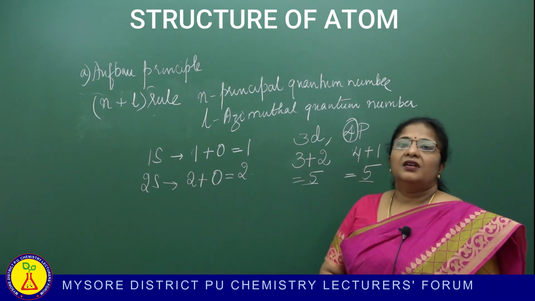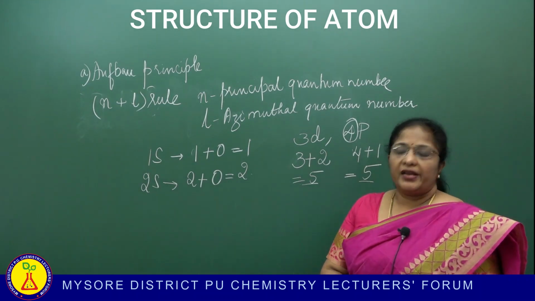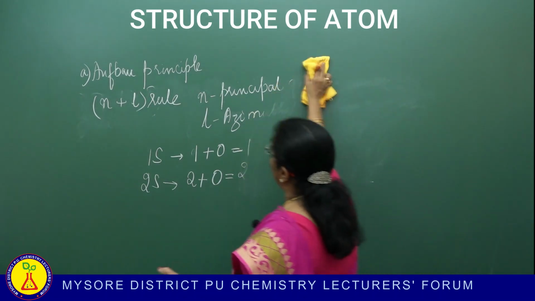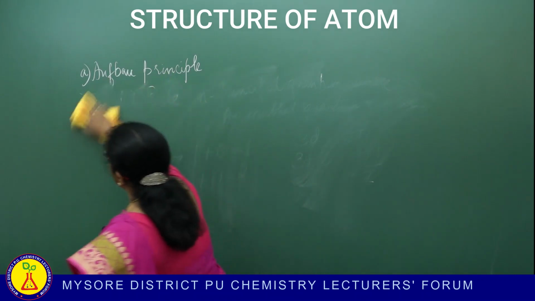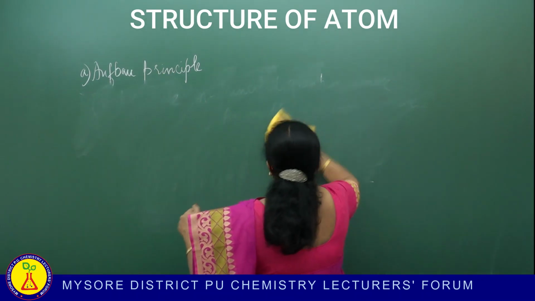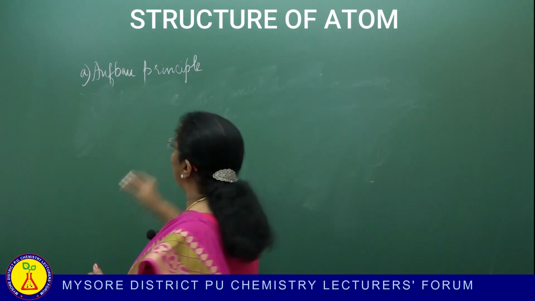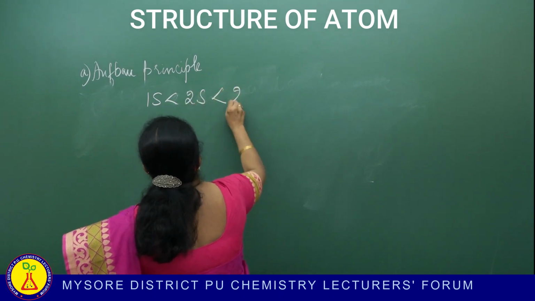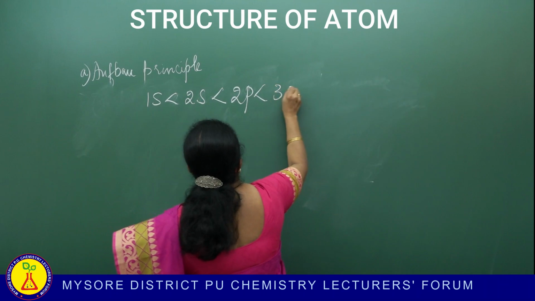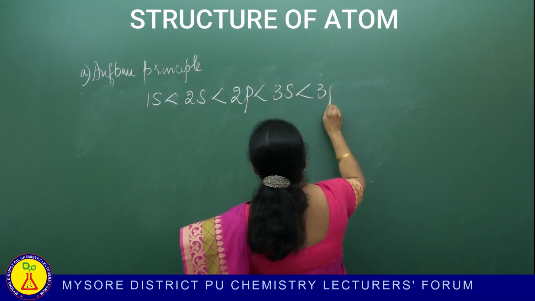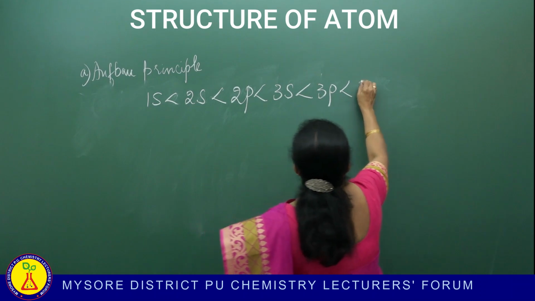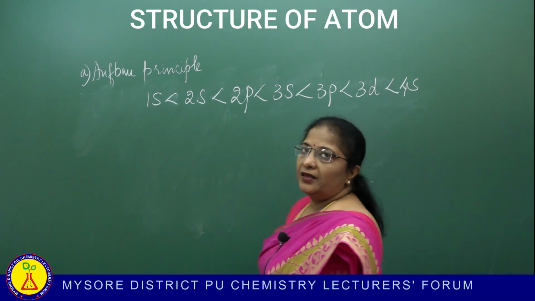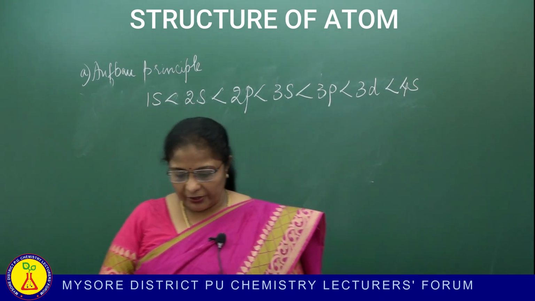So based on this, the orbitals are arranged in a particular order. What is the order we have here? I'll write the order. The order is 1s less than 2s, which is less than 2p, which is less than 3s, which is less than 3p, which is less than 3d, which is less than 4s. Okay, so this is how the order continues.